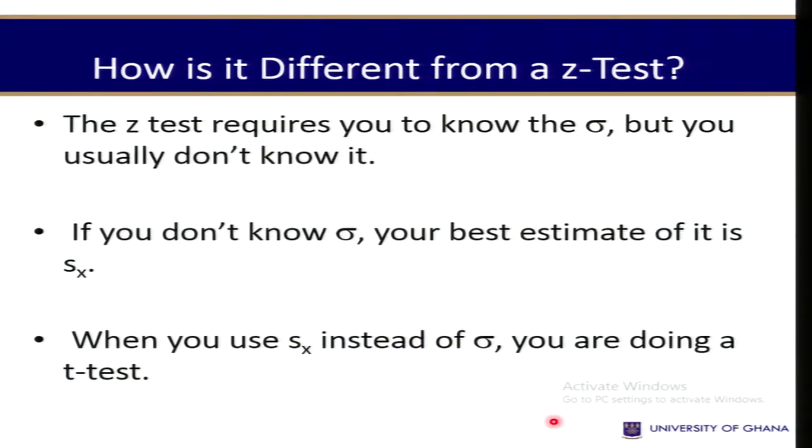Now, how is it different if the one sample t-test and the z-test are performing the same thing? What is the difference between them? How is it different from the z-test? Now, the z-test requires you to know the population standard deviation. But much of the time, we do not have this information. So if you don't know the population standard deviation, then your best estimate of it is the sample standard deviation. So when we use the sample standard deviation instead of the population standard deviation, then we are dealing with a t-test or a single sample t-test. So the key difference between the z-test and the one sample t-test is that in the one sample t-test, much of the time the population standard deviation will not be known. We will not know it.